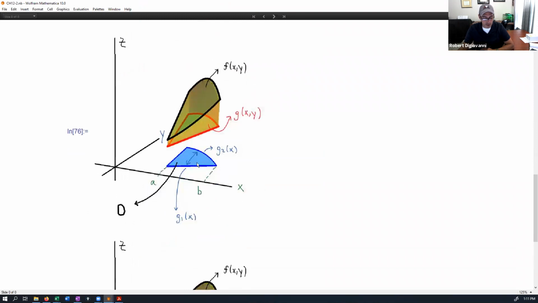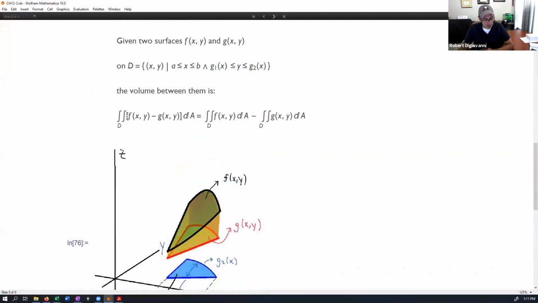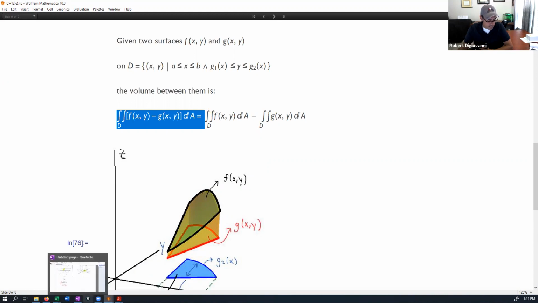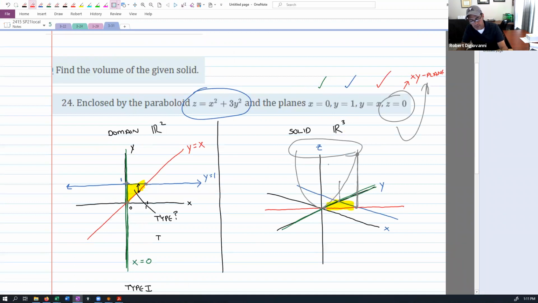If we have a domain on the ground that's type 1, we have a bottom surface and then a top surface, then the volume would be this double integral right there. You're just going to take the top surface and subtract the bottom surface and then do the double integral. So we need to figure out what's the top boundary and what's the bottom boundary from our picture. So from this picture, what is the f of x, y that creates the upper bound of our solid?